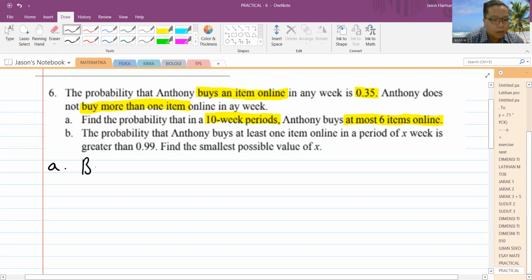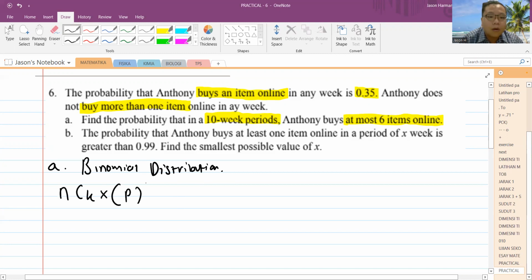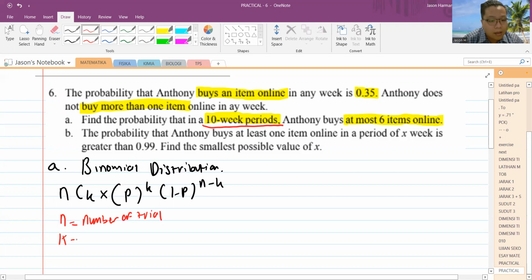And for doing this, we will be using binomial distribution, with the general form of nCk times p to the power of k and 1 minus p to the power of n minus k, where in this case n will be the number of trials, or span of time, which is 10 weeks for this case, and k will be the number of successful or desired events to occur, which in this case is Anthony buying an item, and at most 6 items online.